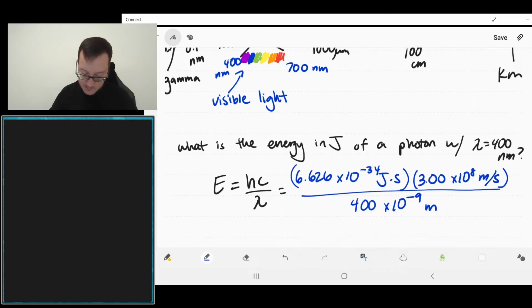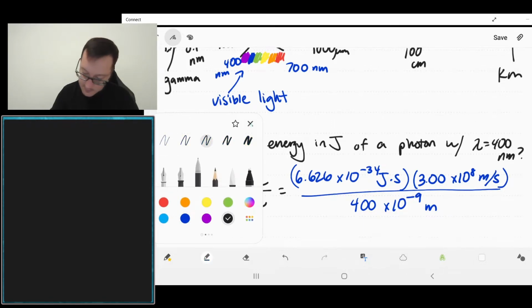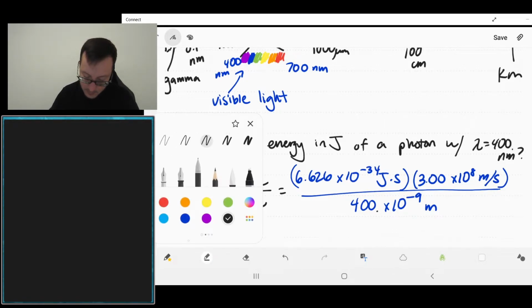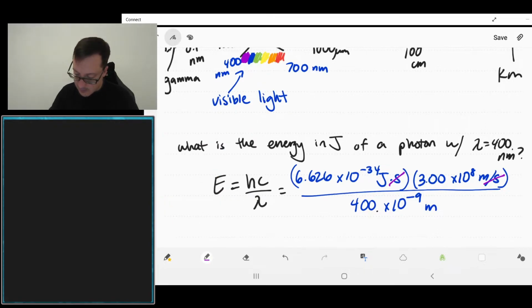So I'm going to put some sig figs on this too, by the way. Don't forget your metric stuff, right? We can't use nanometers directly because we want it to cancel out with meters, right? Our seconds will cancel out, and we want our meters to cancel out too, so we have to use meters. We can't use kilometers, nanometers, micrometers, whatever. It has to be meters. So just don't forget that. All right, and after this, it's just a matter of doing the math.